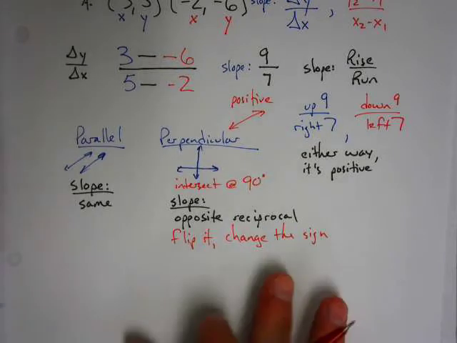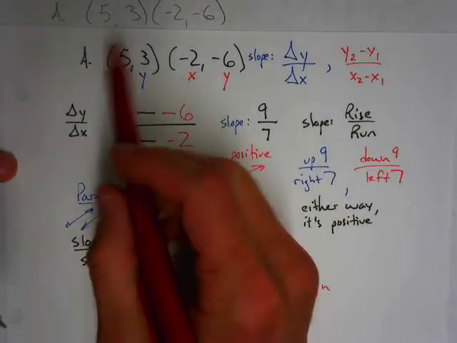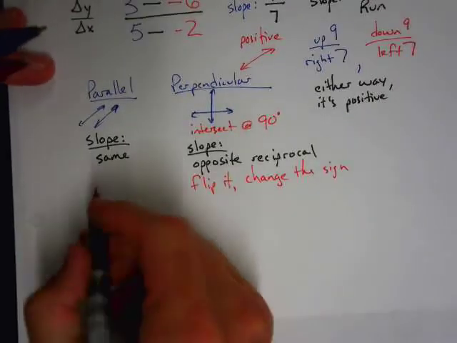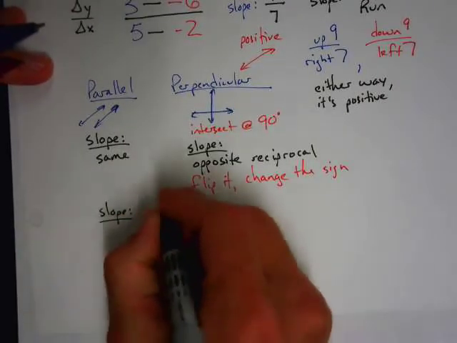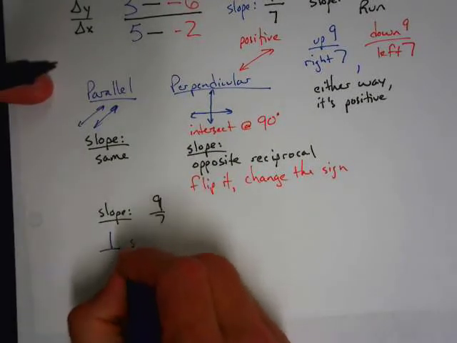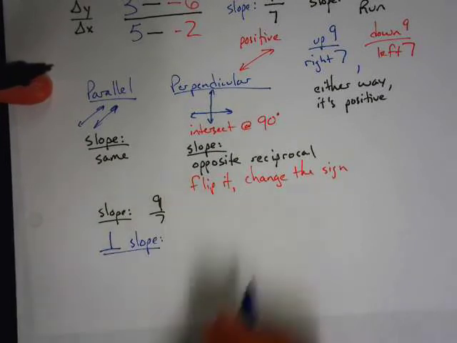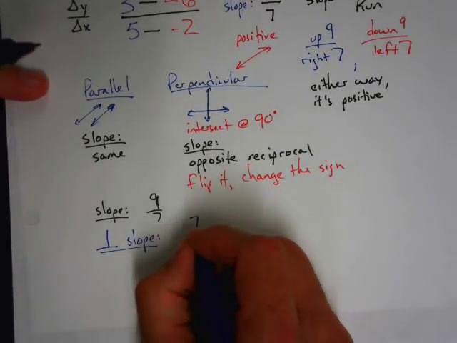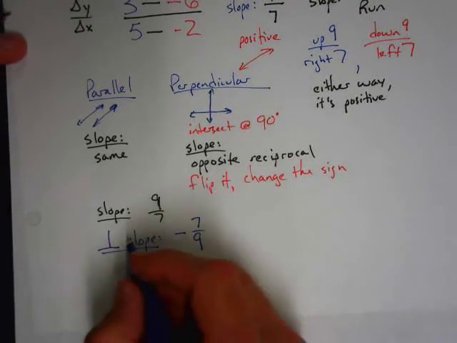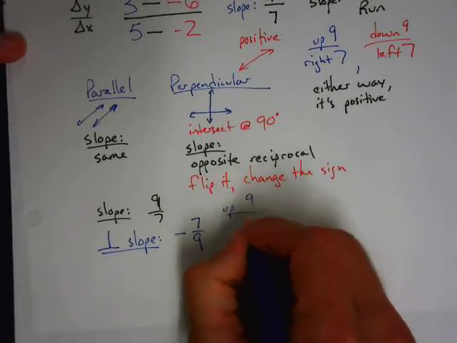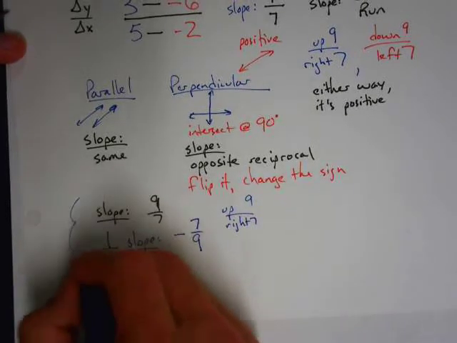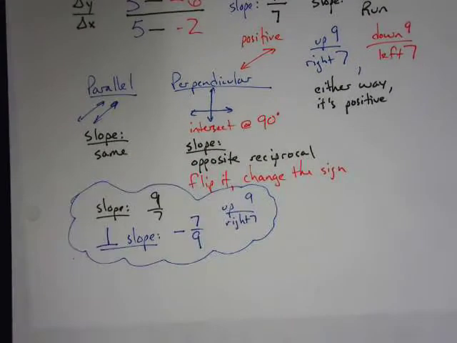So in example A, if the slope that we found was 9 over 7, okay, so we'll rewrite that. The slope that we found was 9 over 7. Well, then a perpendicular slope would be the opposite reciprocal. Flip it, change the sign. Ta-da! So here's our answer, right? Up 9, right 7, and that's describing the slope, and then perpendicular to it is negative 7 over 9.